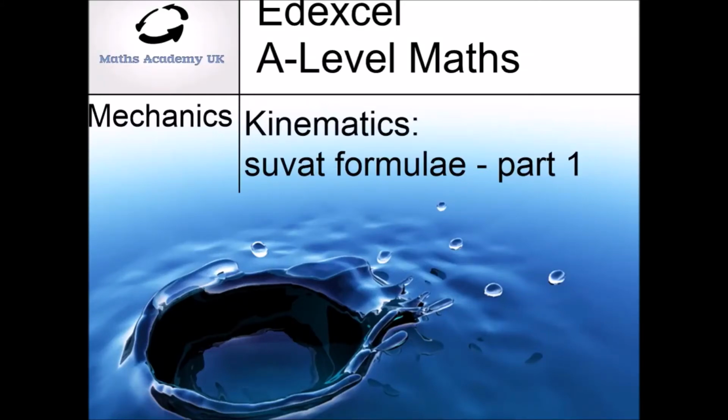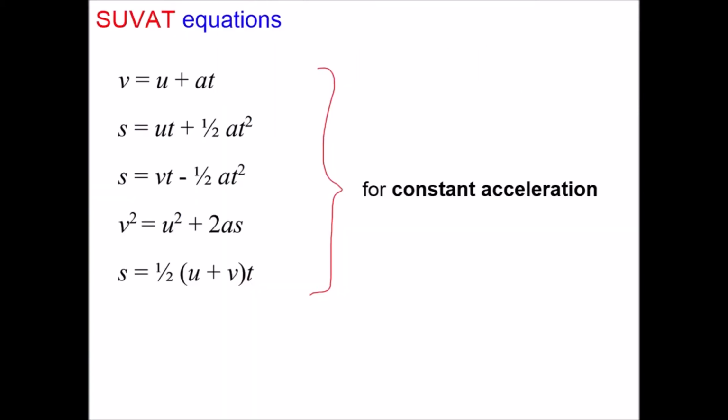SUVAT formulae, part 1. The SUVAT formulae give you a relationship between displacement s, initial velocity u, final velocity v, acceleration a, and time t in 5 convenient formulae.